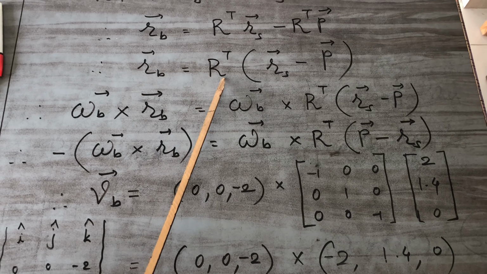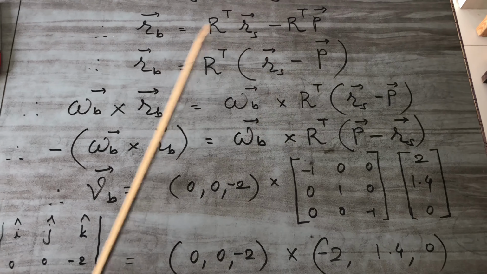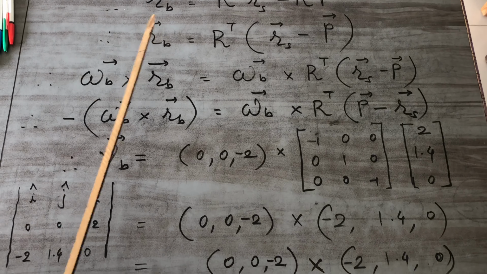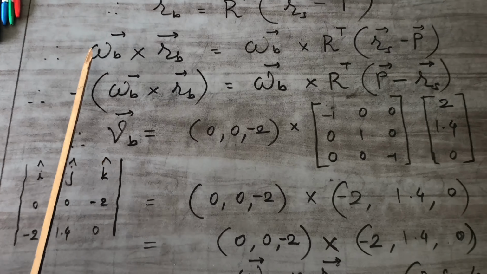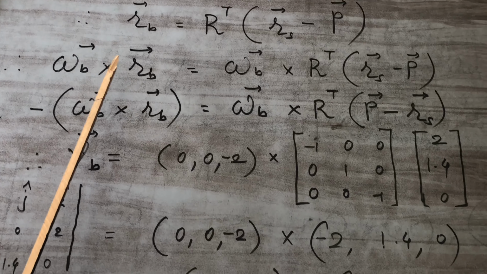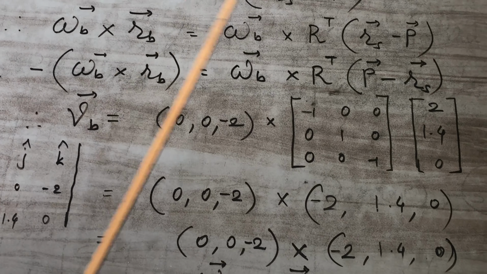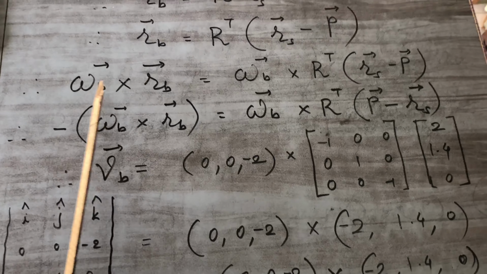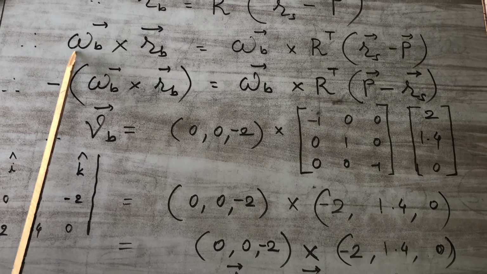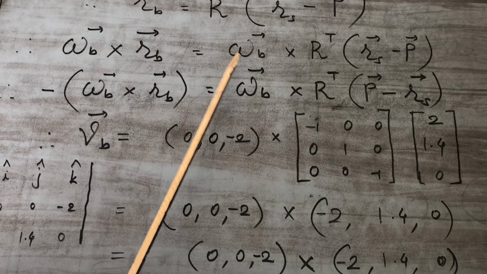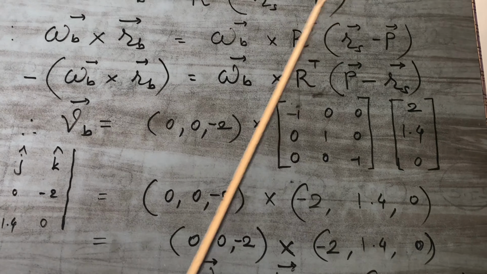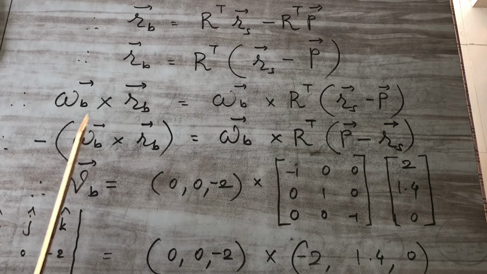So RB equal to R transpose into (RS minus P). Now we want to multiply it with omega b, the angular velocity, because we want to find VB. So multiplying both sides by omega b, by taking cross products with omega b, we get omega b cross RB equal to omega b cross R transpose into (RS minus P).